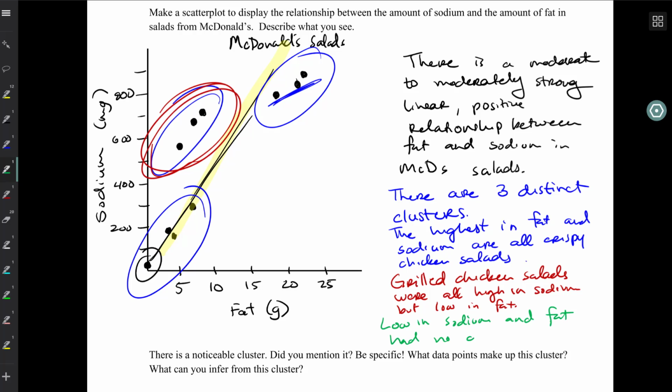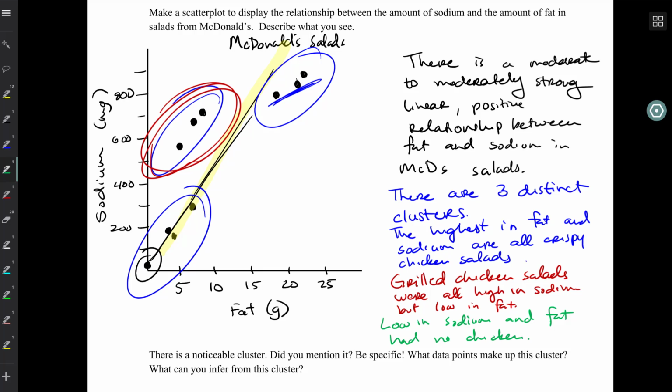Those had no chicken. And what's important about this is that it seems very obvious that, well, of course, crispy chicken is going to be fattier because you fry it, right? You put it in the deep fryer, that's full of oil, which is full of fat and full of sodium. Okay, obvious, right?